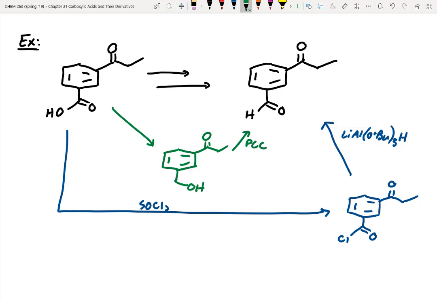Not quite. Sodium borohydride wouldn't reduce the carboxylic acid. Not quite. It's another reagent. It was a newer reagent that only reduces carboxylic acids, won't reduce other functional groups. See if you can find it in your notes.